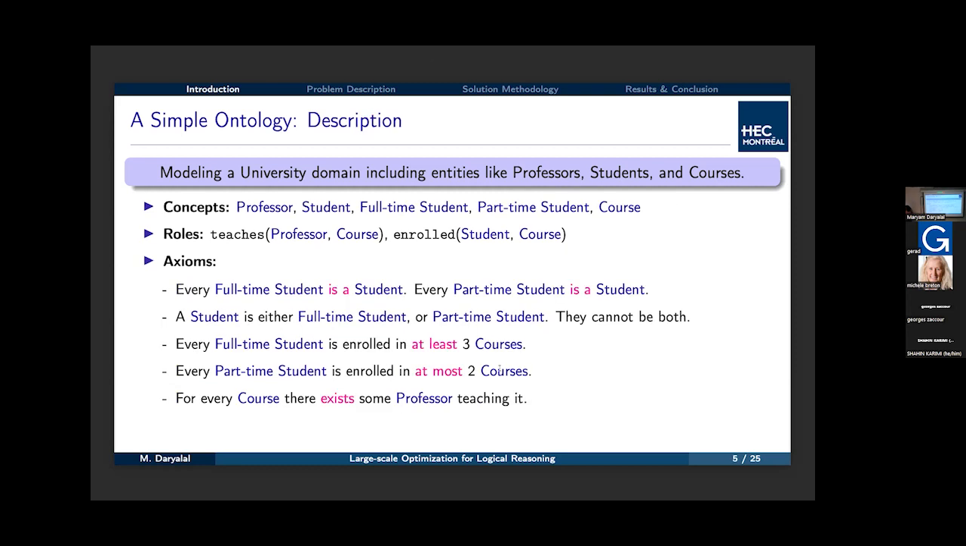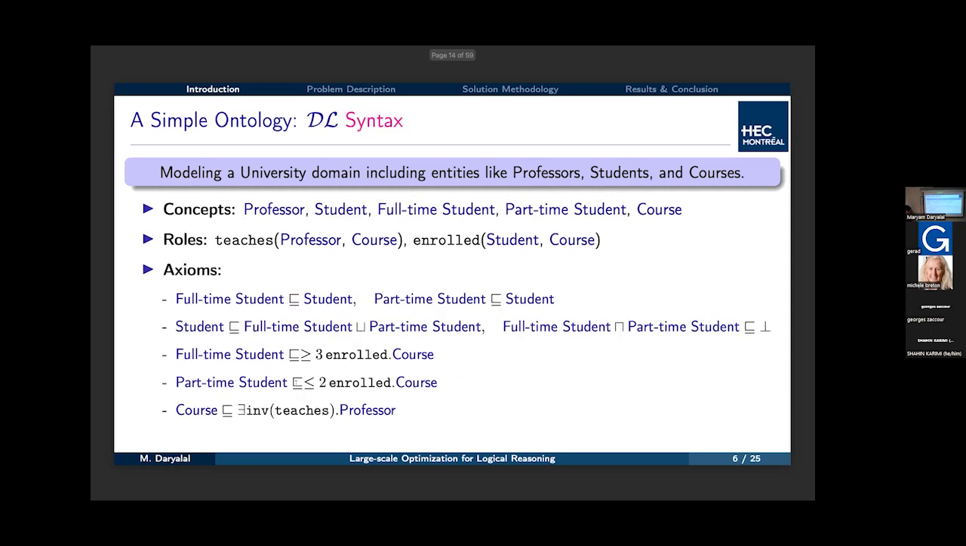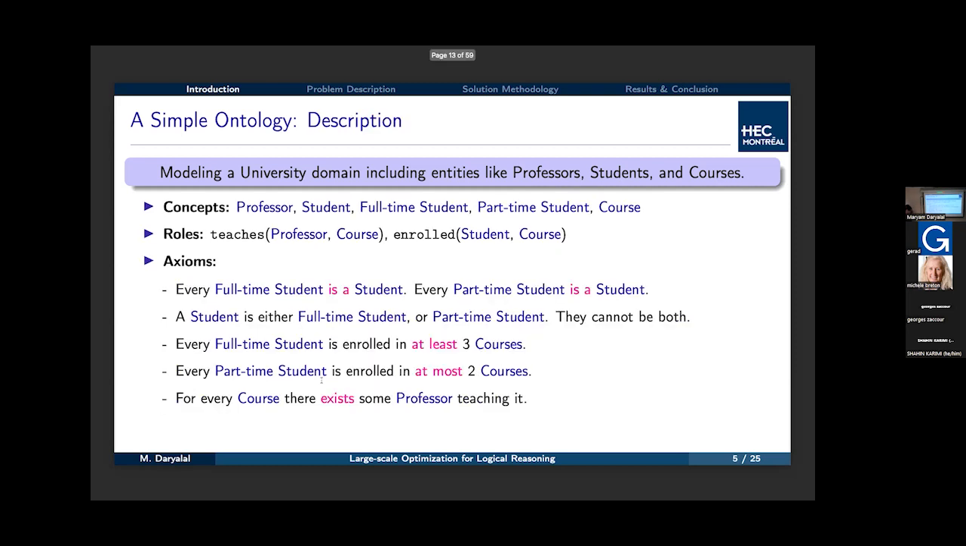And we have a sort of negation of that. A part-time student is enrolled in at most 2 courses. Again, I can represent that with this subsumption relationship and this cardinality restriction on the number of courses, at most 2 courses that a part-time student has. We have a lot of types of axioms that can be represented using this OWL language.